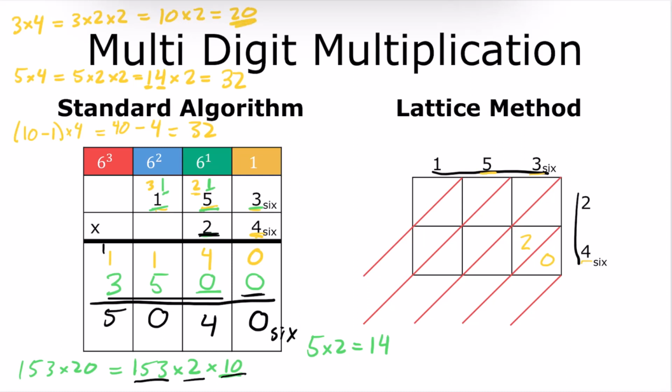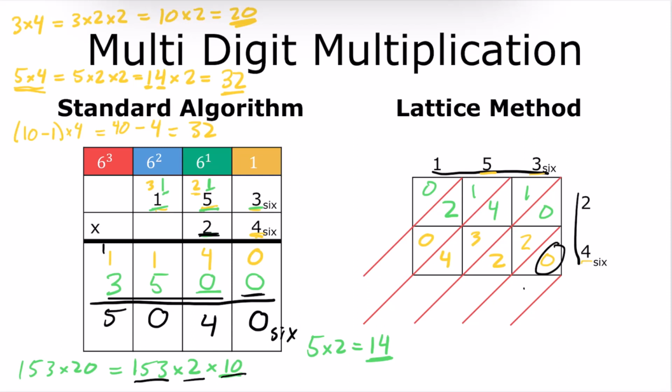Then if I do 5 times 4, well, I figured out right here that 5 times 4 equals 32. So I can write that down. And then 1 times 4 is really easy. That's just 04. And then if I do the same thing and I do 3 times 2, well, that equals 10. 5 times 2 equals 14, like I figured out right here. And then 1 times 2 is 02. So then to find out what my answer is, I just add up along the diagonals.